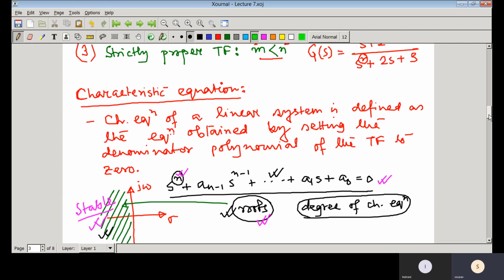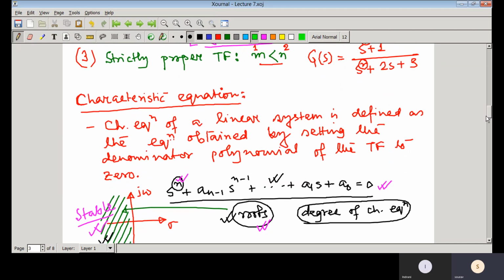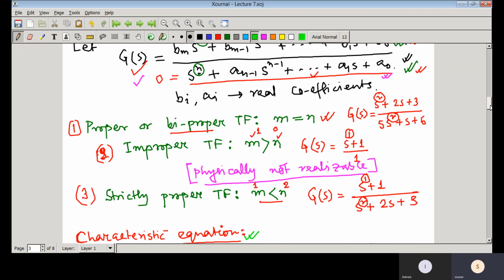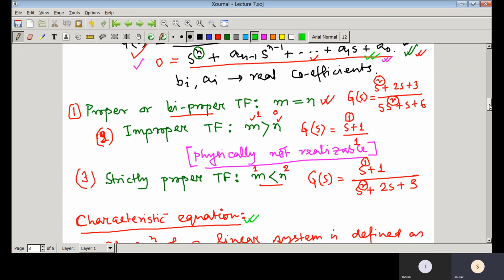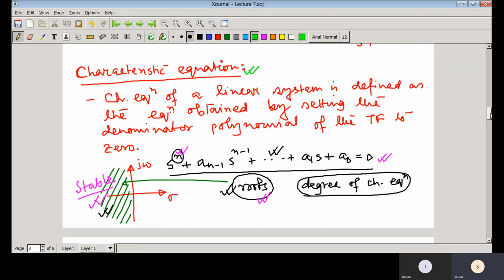So here we have discussed one important concept that is called the characteristic equation. The characteristic equation is the denominator polynomial. That means if you write a transfer function in this particular rational form, the denominator polynomial equal to 0 gives you the characteristic equation. It is called characteristic equation, and I hope you can understand why the name characteristic is used.